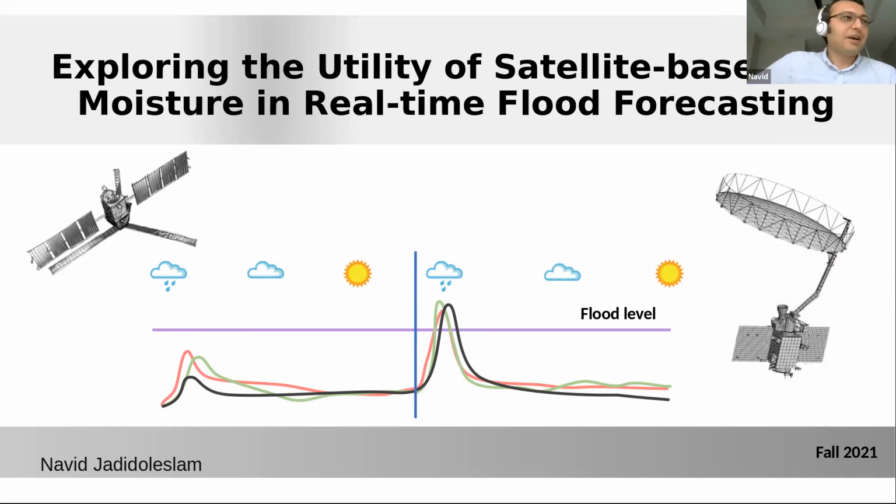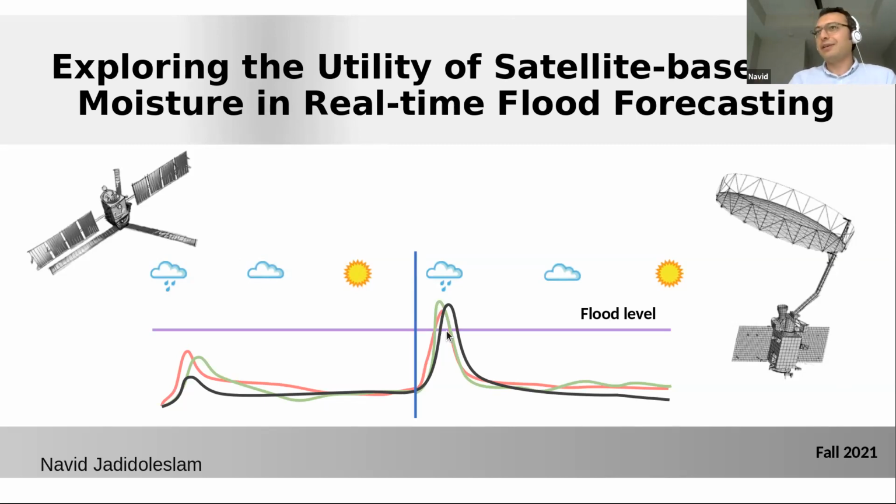So today I'm going to talk about the utility of satellite-based soil moisture in real-time flood forecasting. This work is part of my PhD thesis at the University of Iowa, where I was working at the Iowa Flood Center. This first title slide shows the two satellites that I worked with during my PhD. On the right-hand side is SMAP, Soil Moisture Active Passive. And on the left-hand side, you can see SMOS, or Soil Moisture Ocean Salinity.